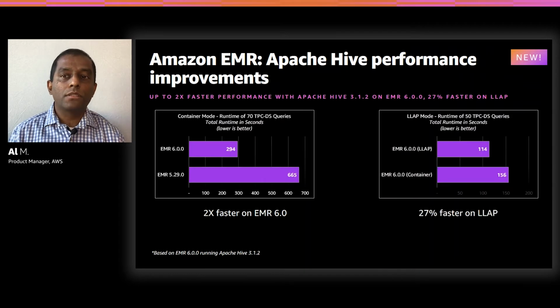To illustrate the differences of running Hive queries with persistent Hive LLAP daemons versus dynamically allocated containers, we use a subset of the TPC-DS benchmark, and the results show an overall performance improvement of up to 27% with LLAP compared to running on containers.